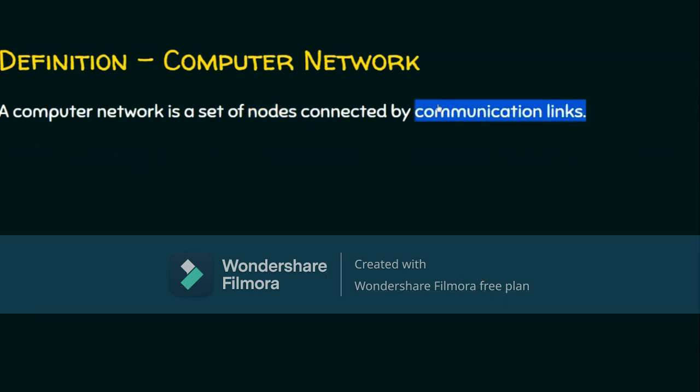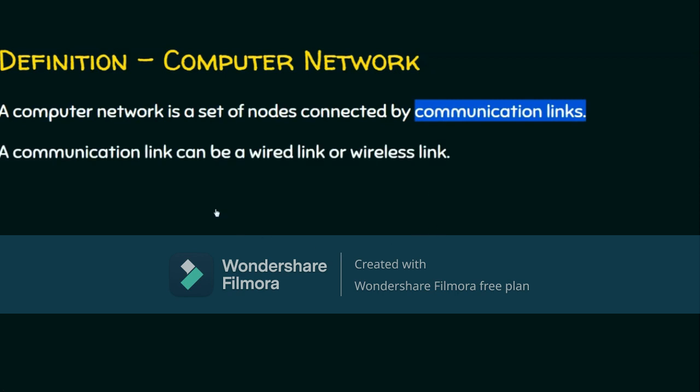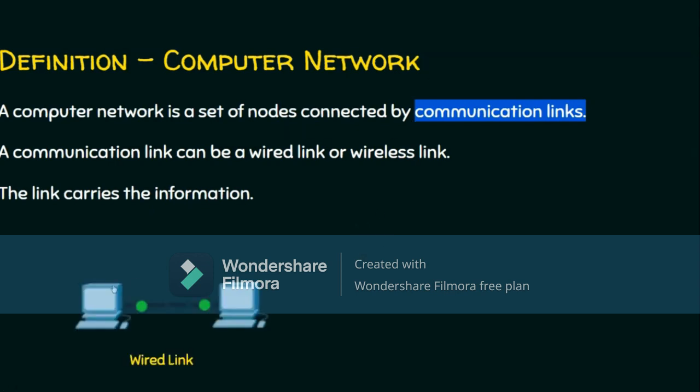We will concentrate on what communication links are. A communication link can be a wired link or a wireless link. The important point to note about a link is that it only carries the information. If you don't understand anything out of this, just wait for this example. See this example now. There are two computers. We can call these two computers nodes. Why? Because these two computers can send data as well as receive data.